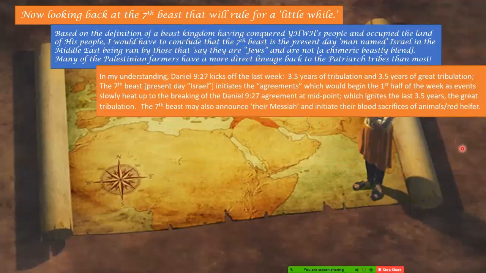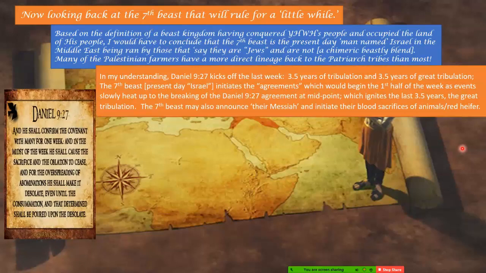In my understanding, Daniel 9:27 kicks off the last week. In Daniel 9:27, it says, "And he shall confirm the covenant with many for 1 week. And in the midst of the week, he shall cause the sacrifice and the oblation to cease. And for the overspreading of abominations, he shall make it desolate, even until the consummation and that determined shall be poured upon the desolate."